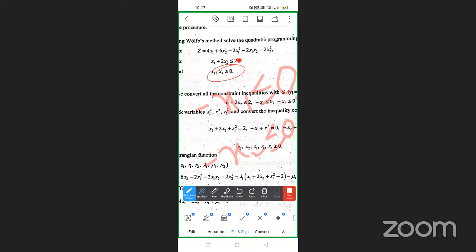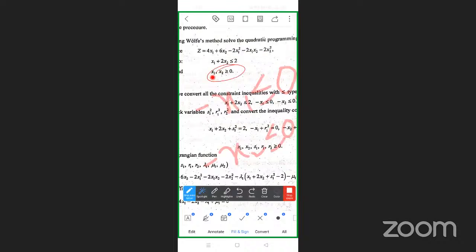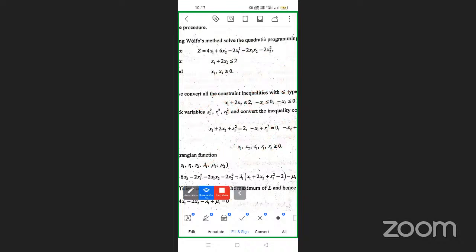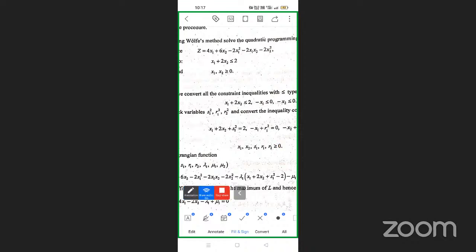So this is the first one. Second equation, minus x1 less than or equal to 0. This is x. x1 greater than or equal to 0, first equation. x2 greater than or equal to 0, second equation. So next, multiply both sides by minus. Minus x1 less than or equal to 0. Minus x2 less than or equal to 0. After multiplications, these are the equations.